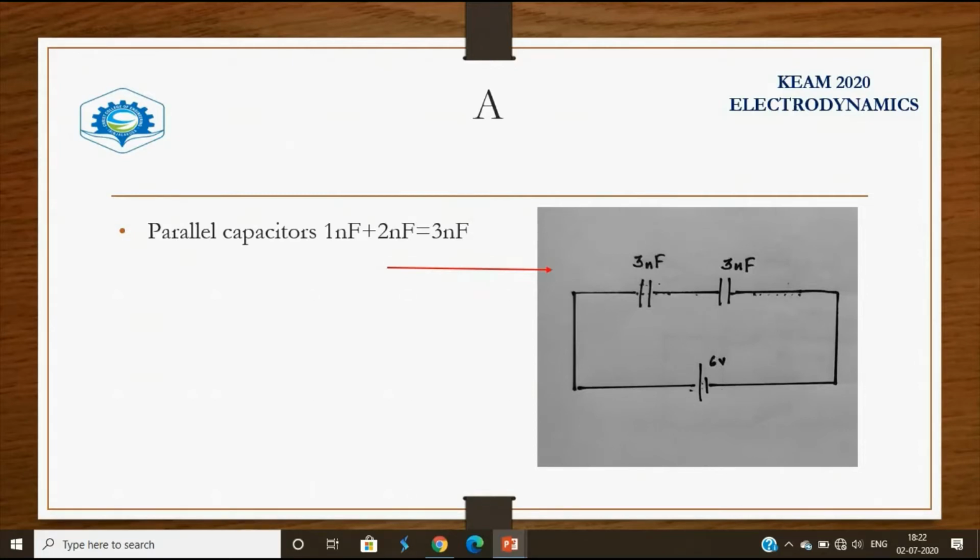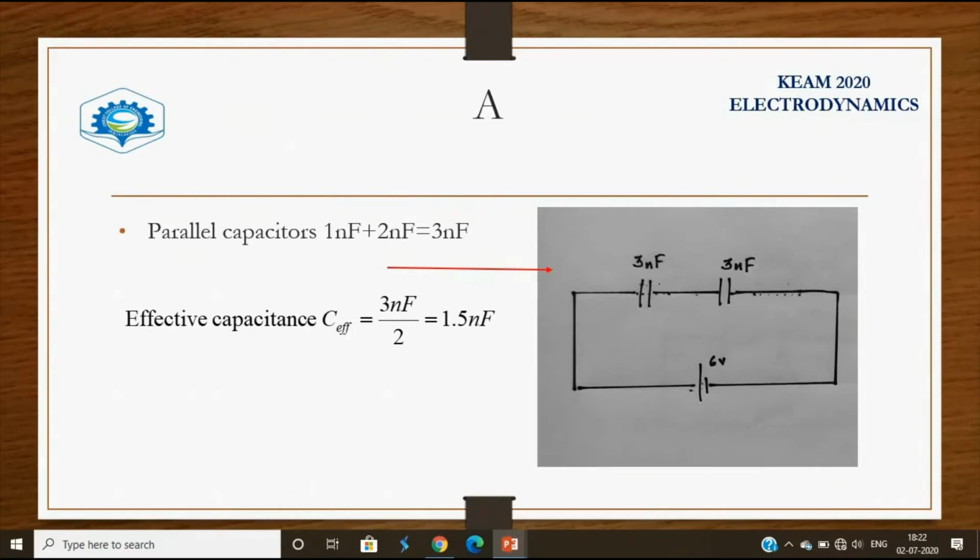Okay, now in the circuit, since these are of same values, the effective capacitance will be the value of the capacitor divided by the number of capacitors, that is 3 nanofarad divided by 2, which is equal to 1.5 nanofarad. So that is the total capacitance of the circuit.